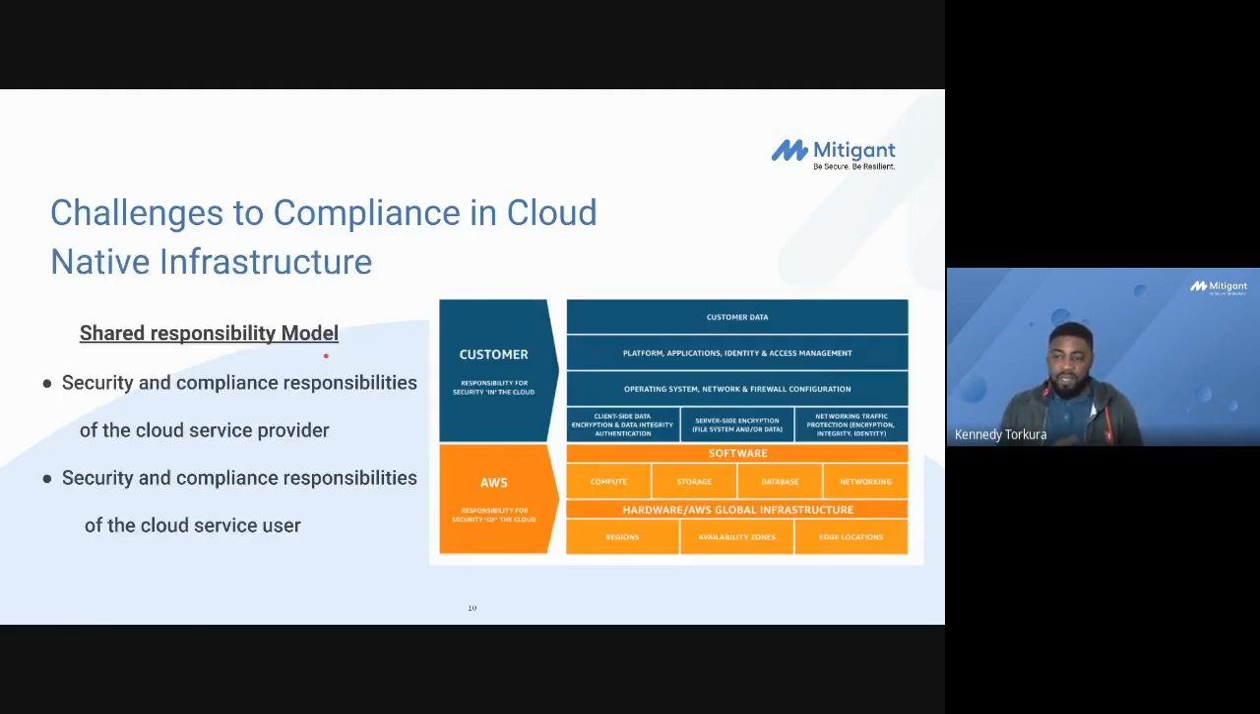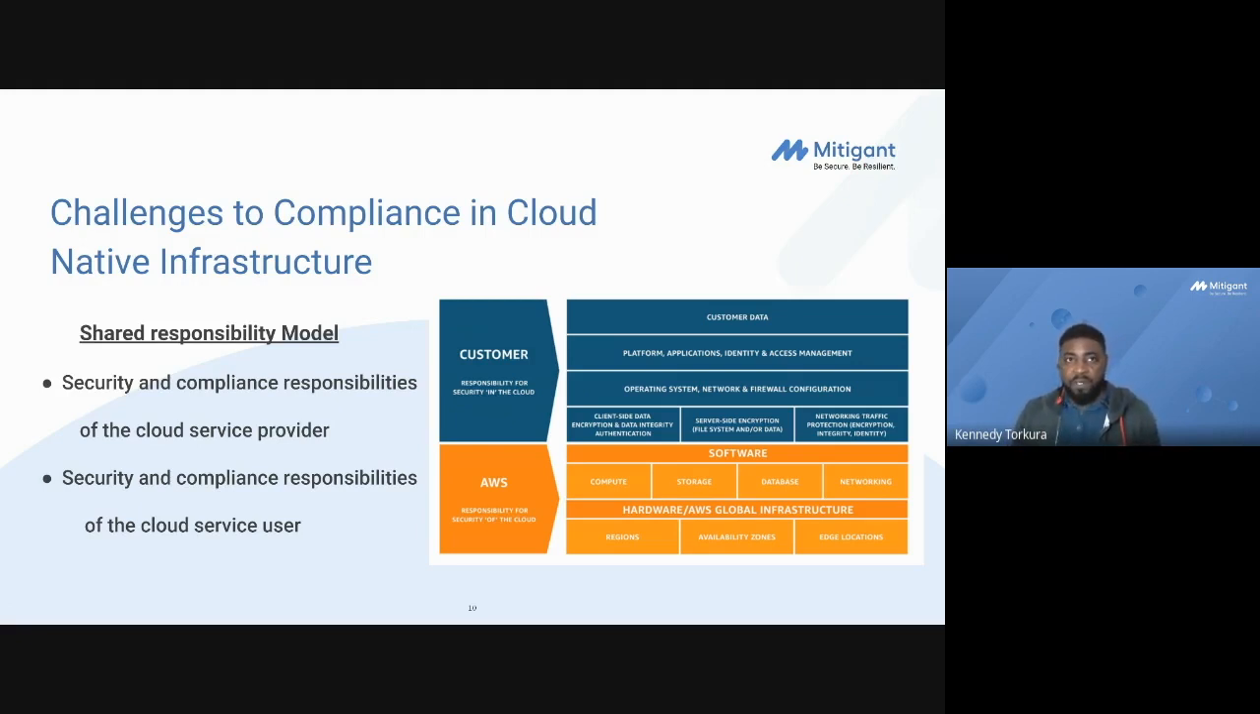Now, the next thing we're going to be discussing is about the challenges, right? So anything we want to do, there are always challenges. So what are the challenges to achieving compliance in cloud native infrastructure? A couple of ones we are going to be looking at this evening. The first is the shared responsibility model. So the shared responsibility model is kind of popular in the cloud computing domain.